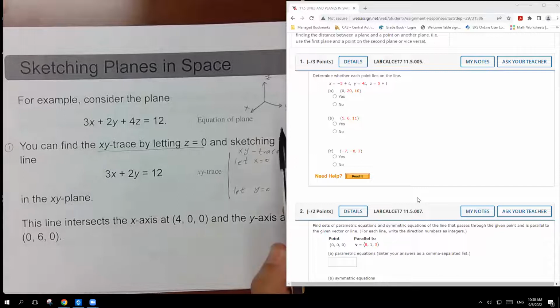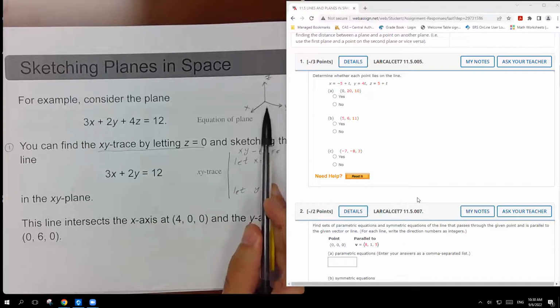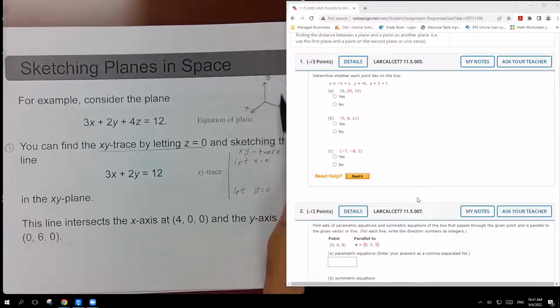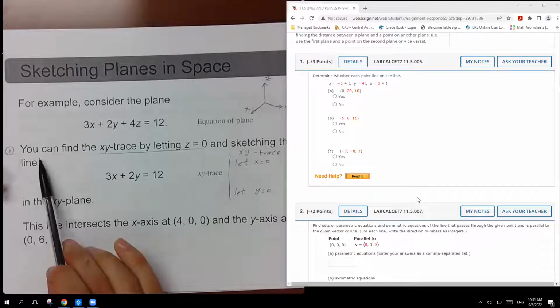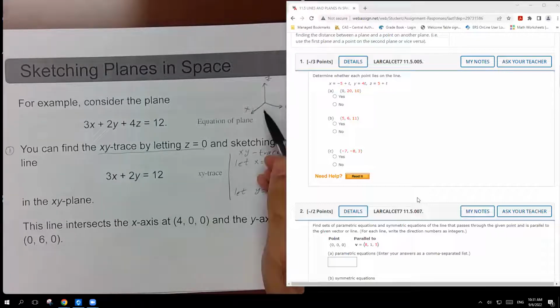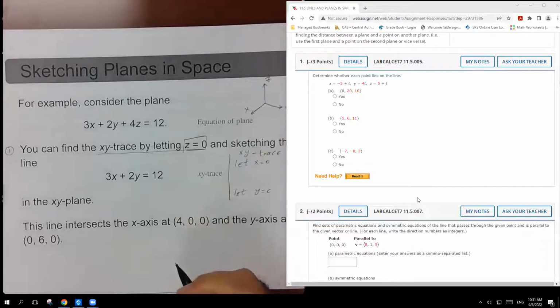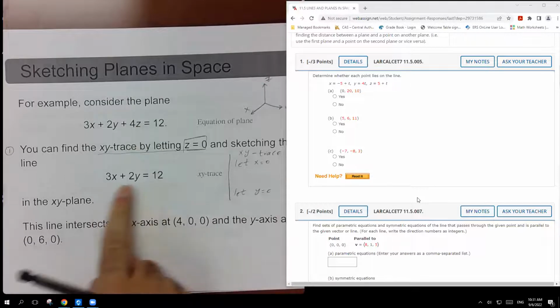So first of all, we're going to sketch the plane on the XY. Then we're going to sketch on this side, the XZ trace. Then we're going to graph it on this side, the YZ trace. Then we're going to put everything together, the points together, and that is the whole graph on XYZ, which means the graph of the plane. Let's check that. You can find the XY trace. How are we going to graph the XY trace? We're going to assume that Z is 0. Plug in 0 here.